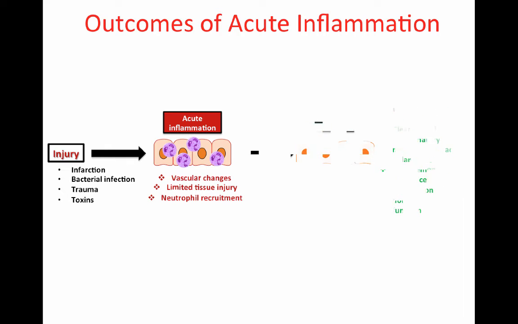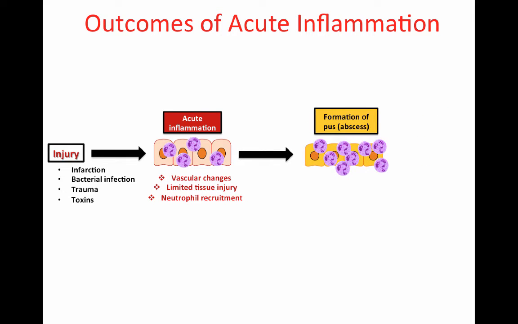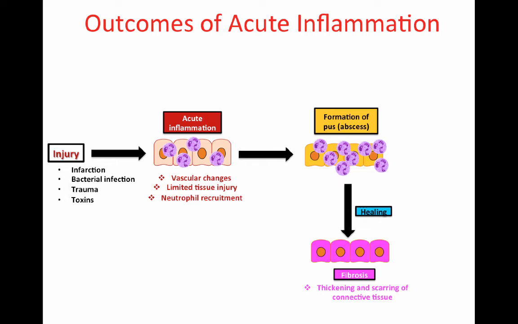Secondly, acute inflammation can lead to the formation of pus or an abscess, and this can in turn lead to healing, which is characterized by fibrosis. In fibrosis, there is thickening and scarring of connective tissue and collagen deposition. In addition, there is loss of function of the affected tissue.